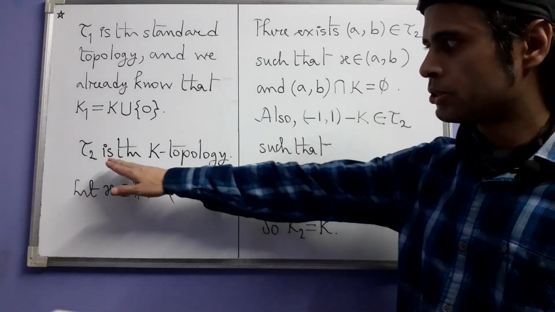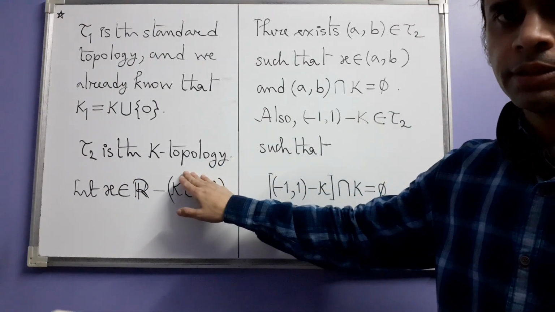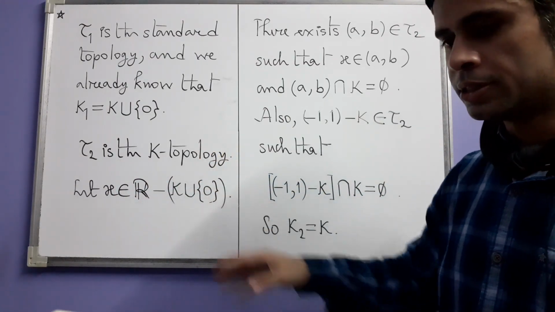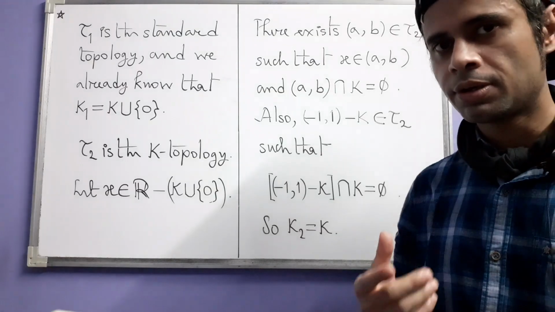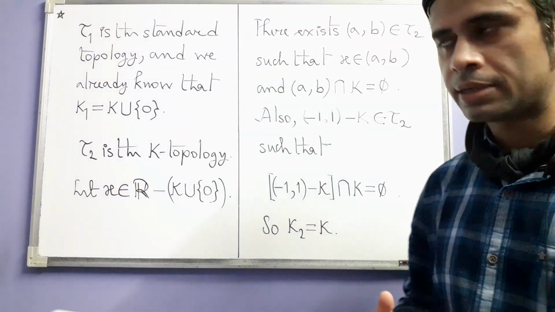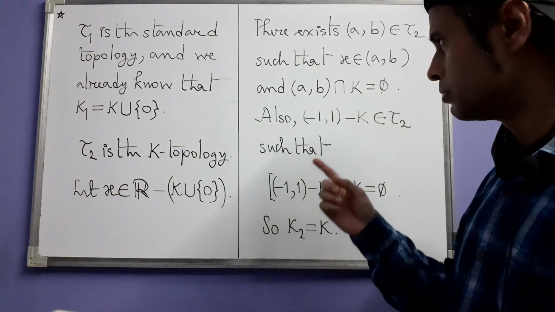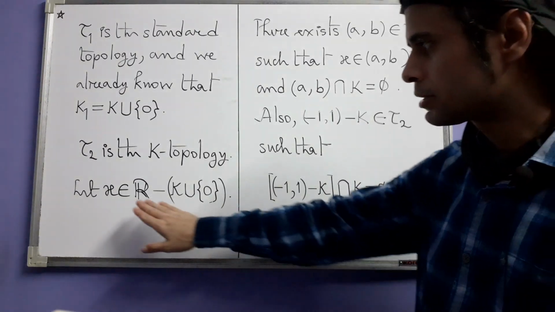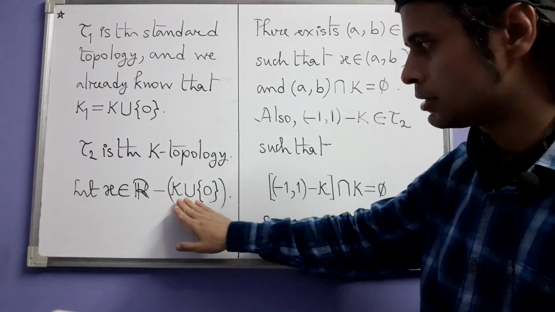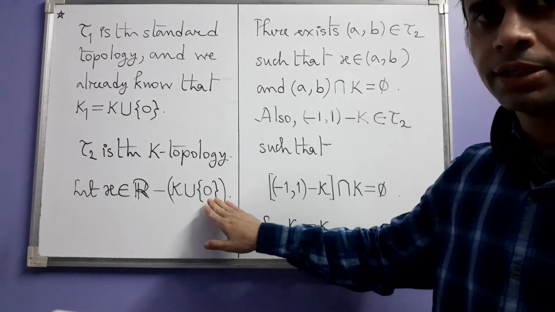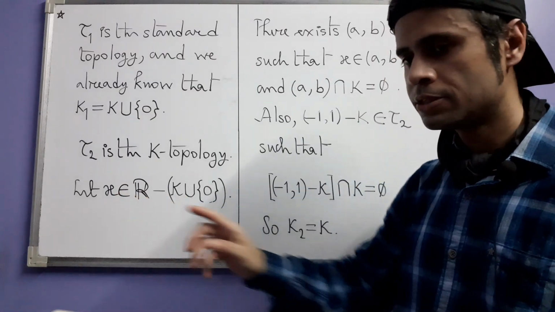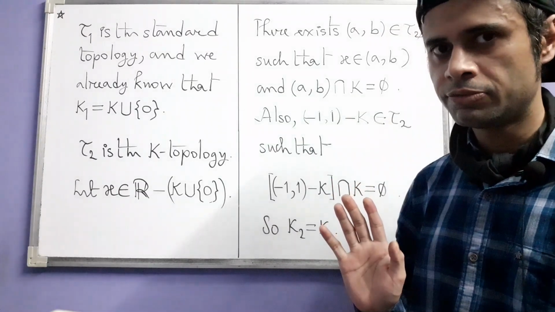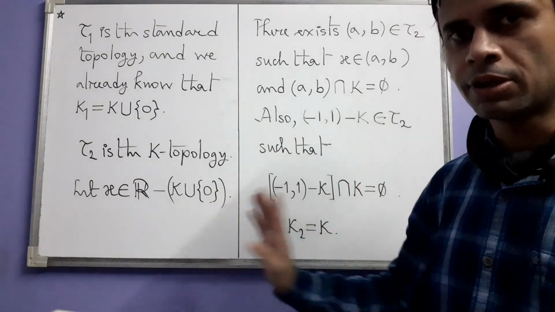The second topology, tau 2, is the K topology. You recall that for this topology, the basis consists of all ordinary open intervals in R and also open intervals from which the set K has been removed. Now let's take a point x in R which is in neither K nor is it equal to 0. That means this x is not a reciprocal of some positive integer and x is also not 0.